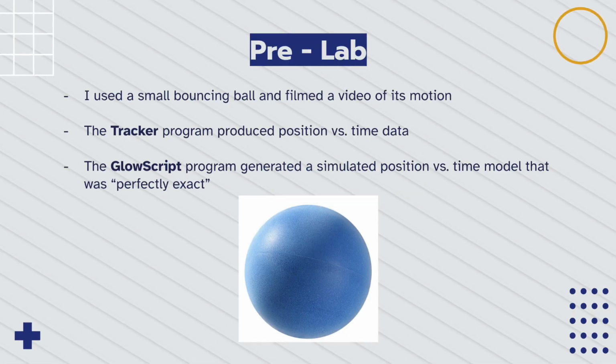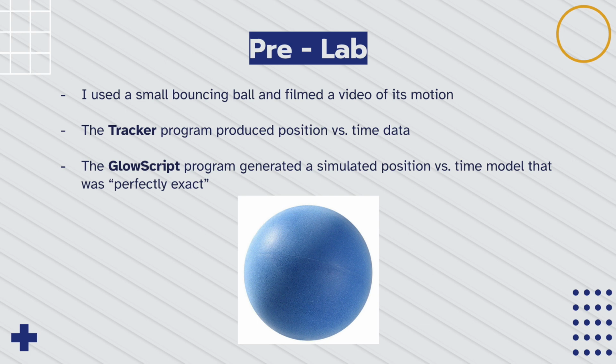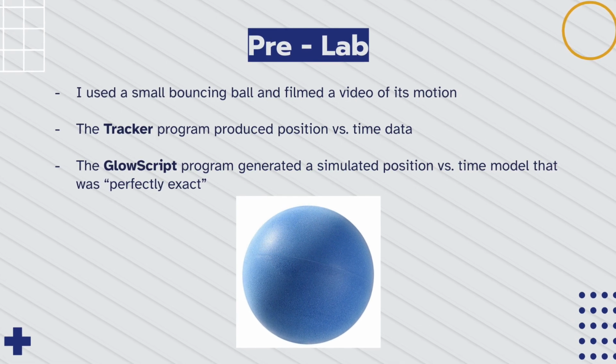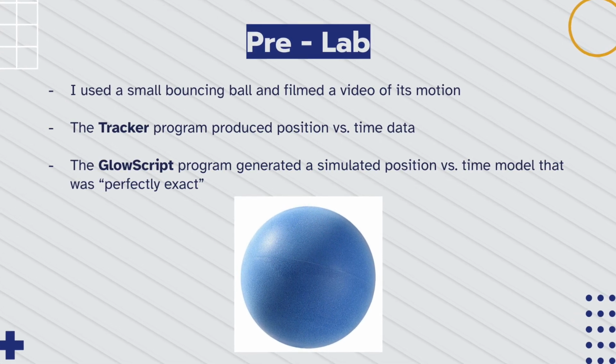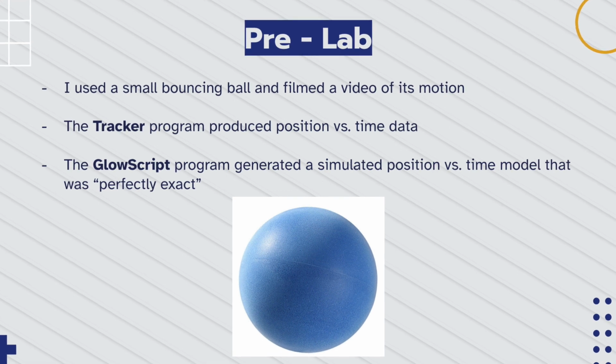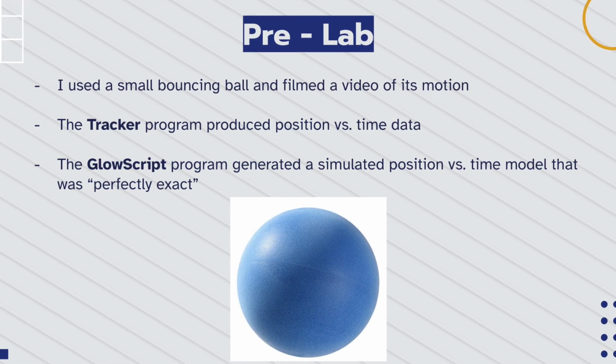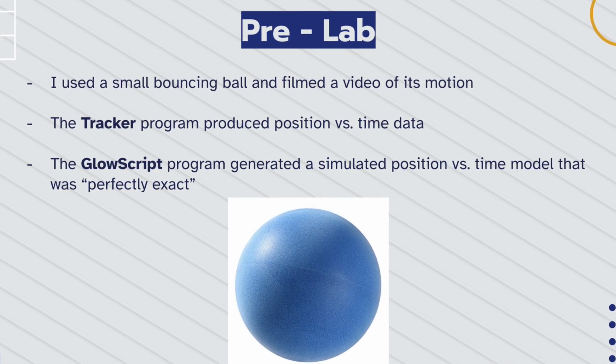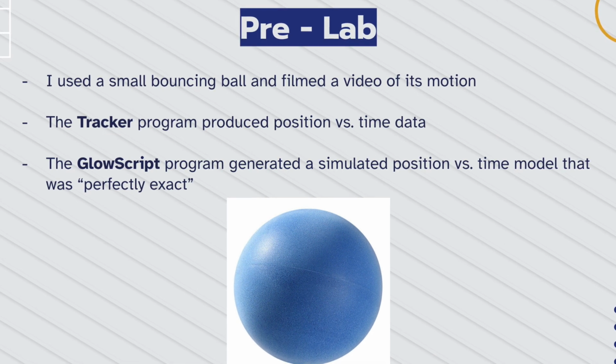Experiment. I used a small tennis ball and filmed a video of its motion. The tracker program produced position versus time data, and the GlowScript program generated a simulated position versus time model that was perfectly exact. Here is my tracker video.